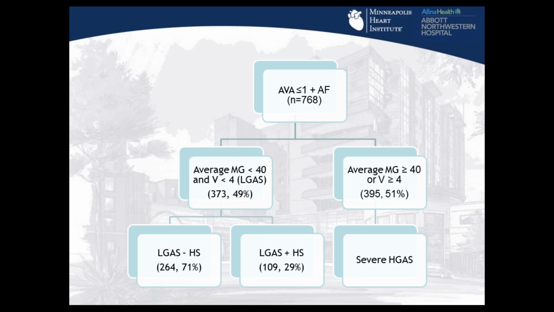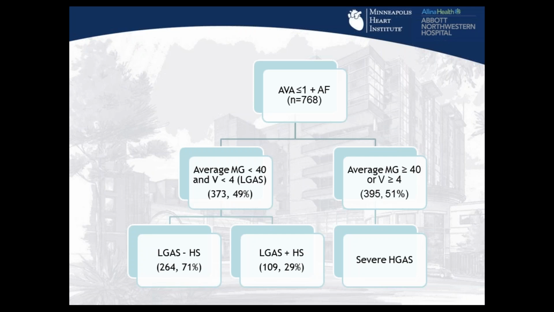One group had an average mean gradient more than 40, and we call this the high gradient AS group. This is a no-brainer severe AS. We have another group that had a valve area less than 1 with a mean gradient less than 40 or a velocity less than 4. We call them low gradient aortic stenosis.